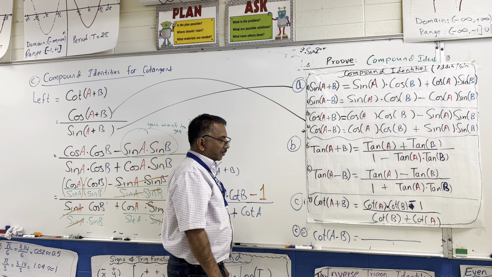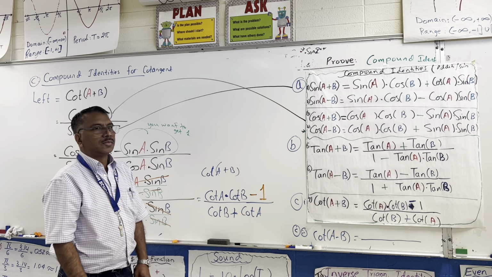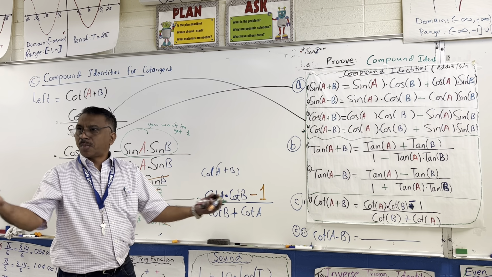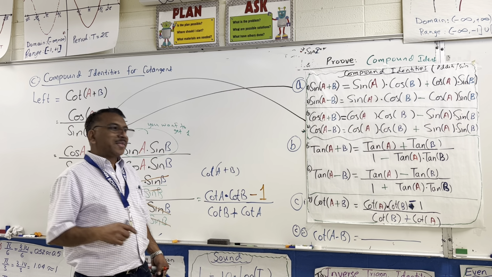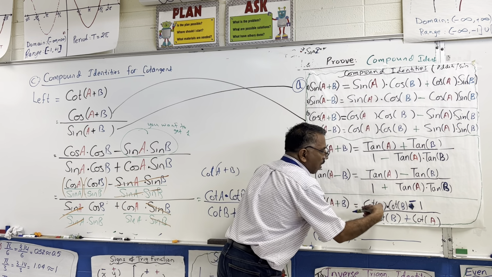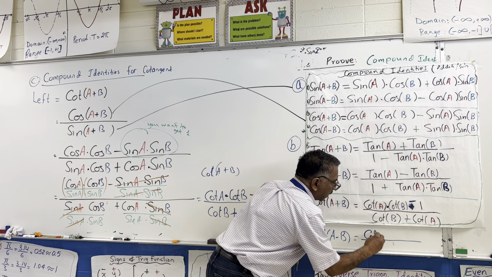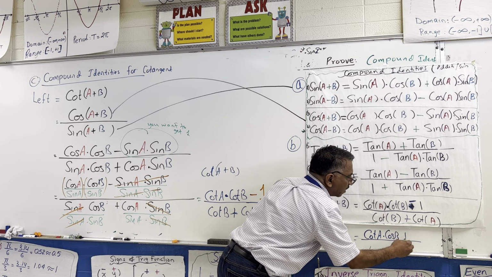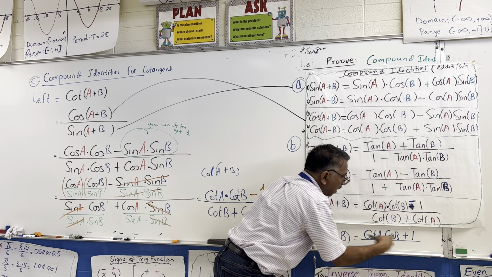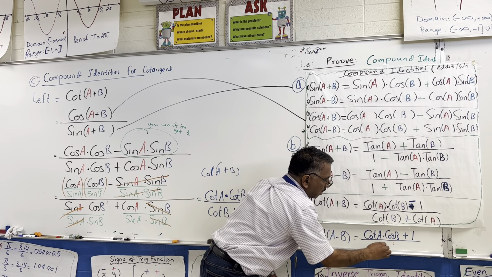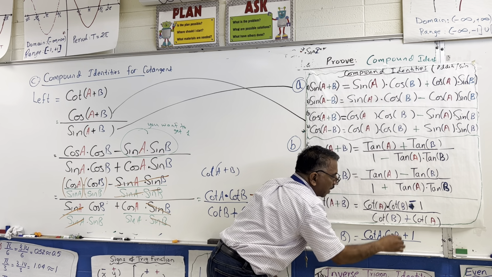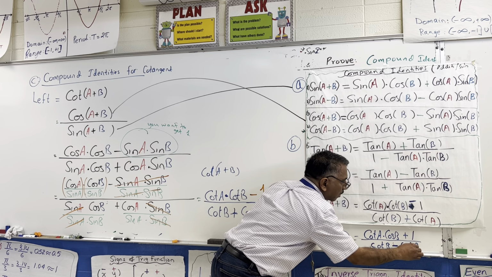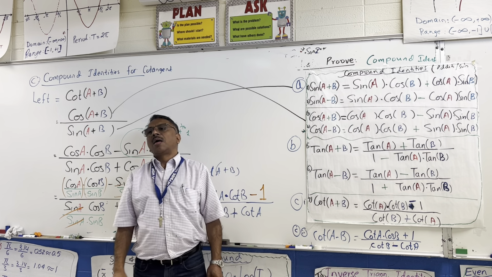So it would be the same, it would just be plus or minus. It's going to be cot A, cot B, but now instead of minus, it's going to be plus 1. This will be the same thing, cot B, but instead of plus, minus cot A. Is that okay?